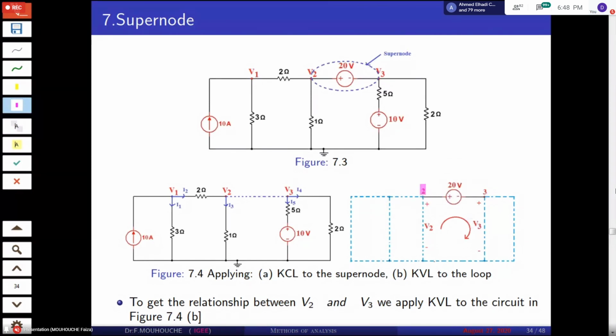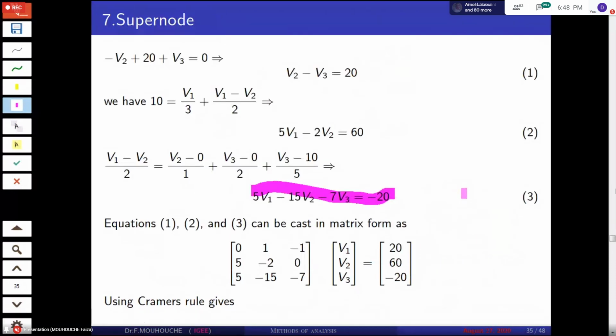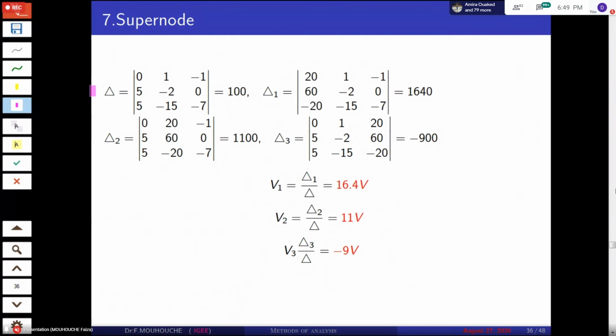So we have V1, V2 minus V3 equal to 20, okay? And V2 minus V3 equal to 20. So here we have the equations with three unknowns, okay? And the same thing, we will write this equation in the matrix form, and we solve it by using Cramer's rule. So here, this is the determinant, the common determinant. We have the coefficients, okay?